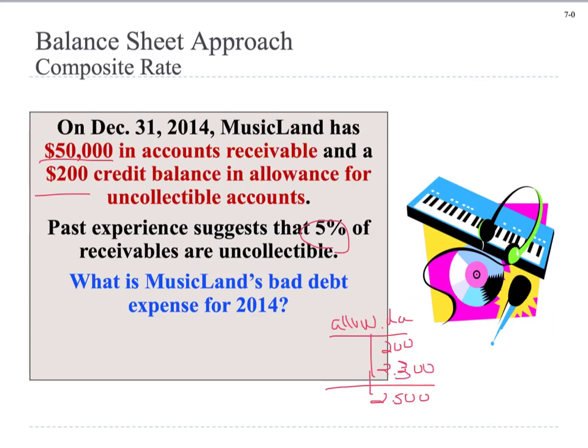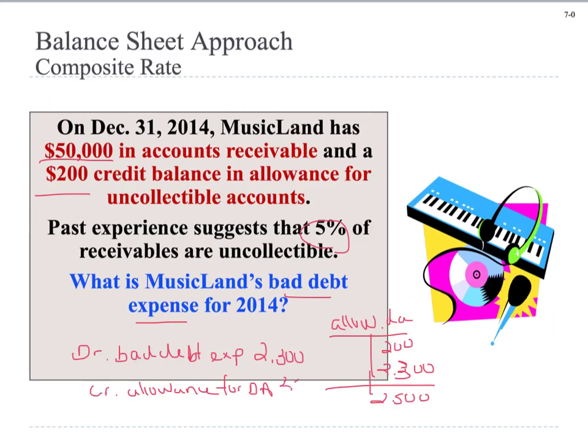Okay, so the entry that you're going to make, it's asking you what the bad debt expense needs to be. You would have your debit to what? Bad debt expense. And your credit goes to your allowance for doubtful accounts. For how much? The $2,300, not the $2,500.